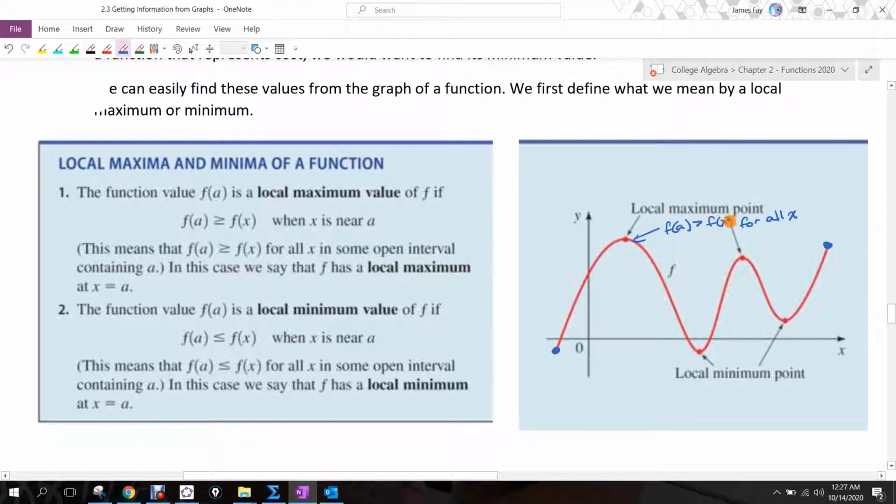So this is still a local maximum, but because of being the largest y value on the entire graph, it has a better classification, and we call it a global maximum. Okay, a global maximum.